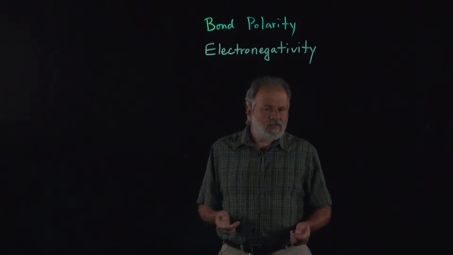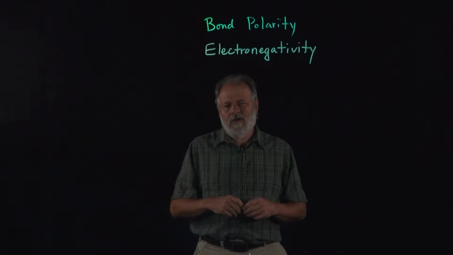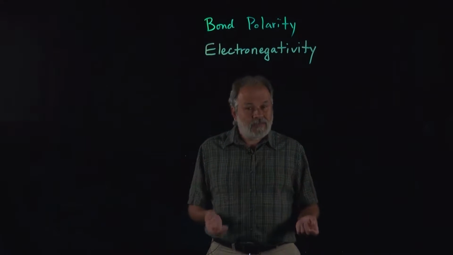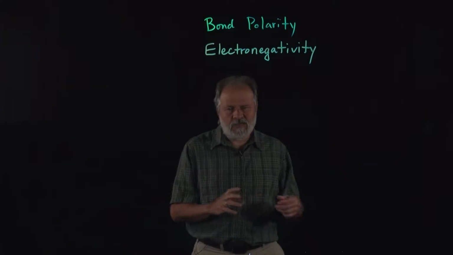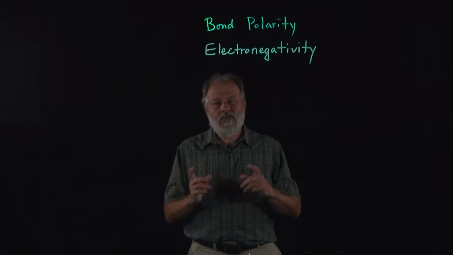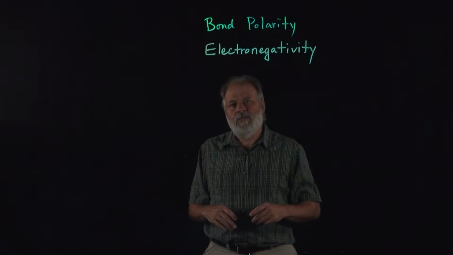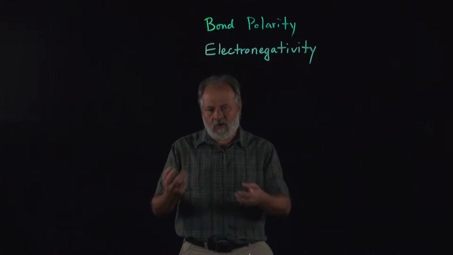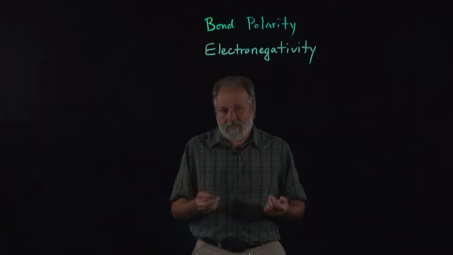All right, so this video is going to talk about a couple of different concepts that are related to each other. One is how the electrons in a covalent bond are not shared equally, so the bond is polar. That is to say, there's more electrons being shared on one side than the other. And the reason that they're not being shared equally is that one of the atoms is going to be more electronegative than the other. Electronegative means a tendency to draw electrons to itself and to be more negative.